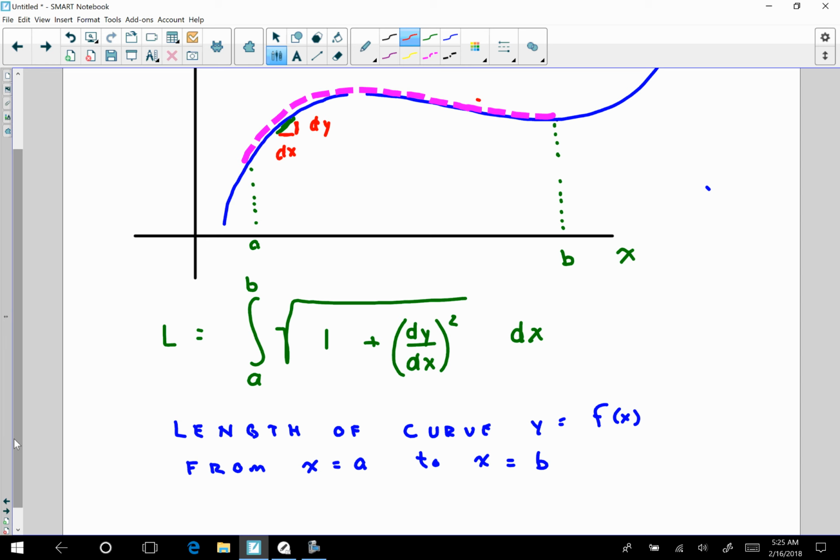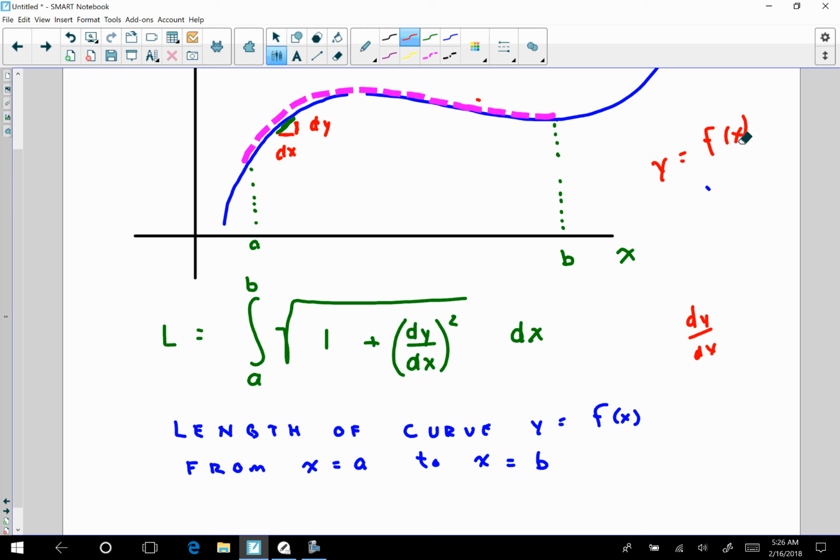I just find the derivative of y with respect to x. I'm going to need this rascal in this formula. We can find those easy. I can find my upper limit, my lower limit. I take the integral from a to b of the square root of 1 plus (dy/dx) squared. And of course, with dx, with respect to x, because I'm on the x-axis, I'm looking at y as a function of x.